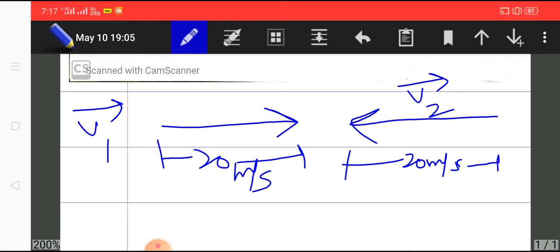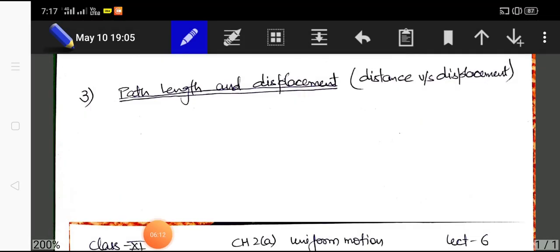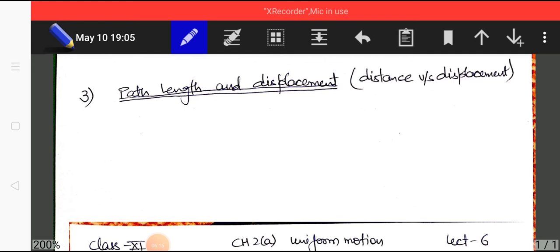For now you must understand that we are going to use two or three main quantities in scalars and vectors. Distance and speed are to be considered as scalar quantities, while velocity, acceleration, and displacement are to be considered as vector quantities. Let's go back to the topic where we left the discussion. Path length and displacement, or we can say distance versus displacement. This is the most basic difference between a scalar and a vector. You must have studied it in class 9th.